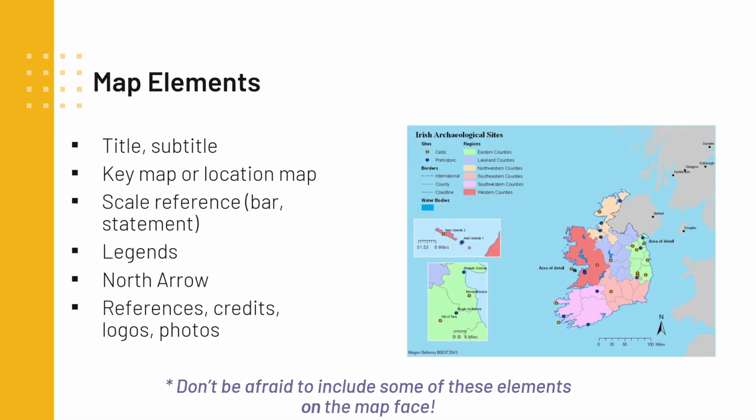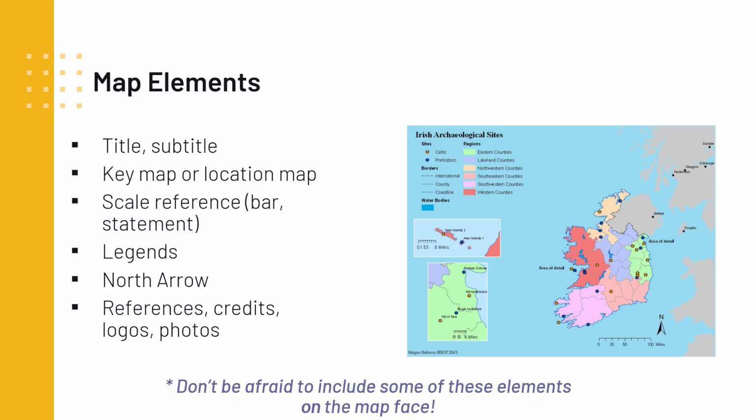Next, we're going to talk about map elements. Map elements are things like the title, the subtitle, key map, or location map. The scale reference, either a statement or a bar, legends, north arrows, references, credits, logos, or any other things. So these are other items that need to go on your map. So feel free to put some of these right on the map face or around the edge of the map. So again, you can do it both ways.